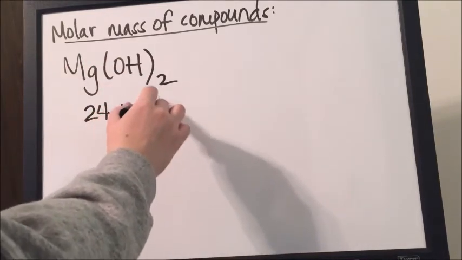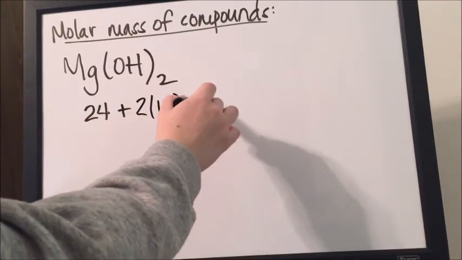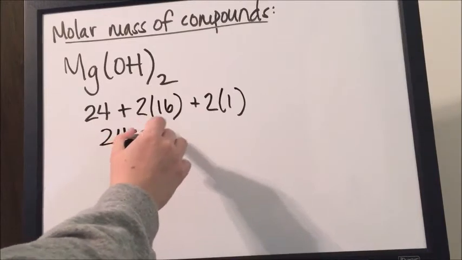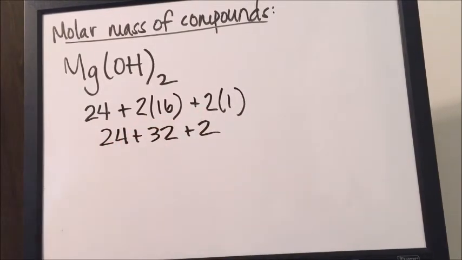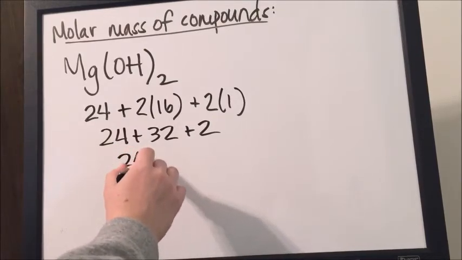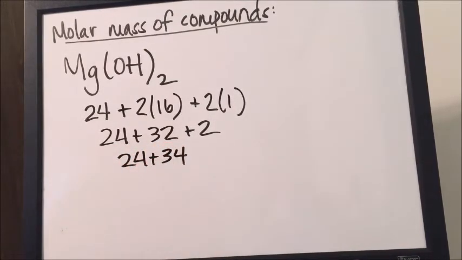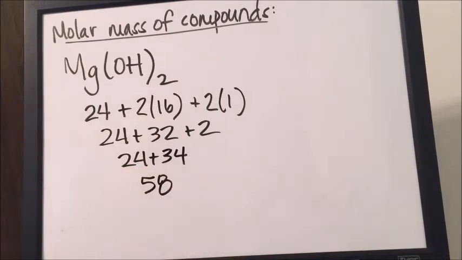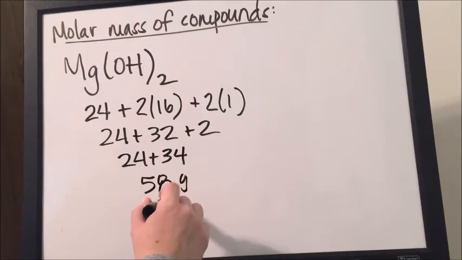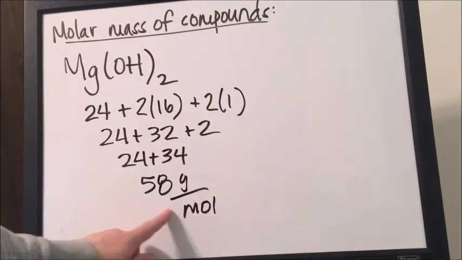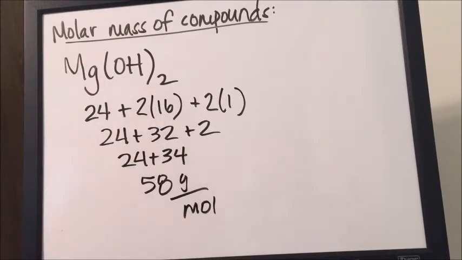But that means I have 2 oxygens that weigh 16 and I have 2 hydrogens that weigh 1. So 24 and 32 and 2. 24 and 34, which means my molar mass is 58, don't forget your units, grams per mole. Which again means that if I have 1 mole of magnesium hydroxide, I would have 58 grams of magnesium hydroxide.